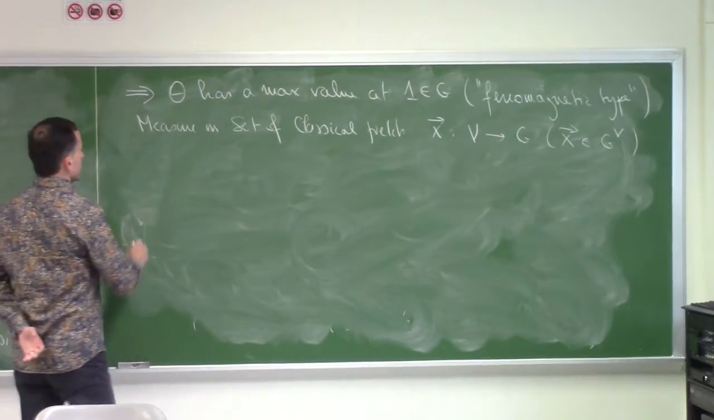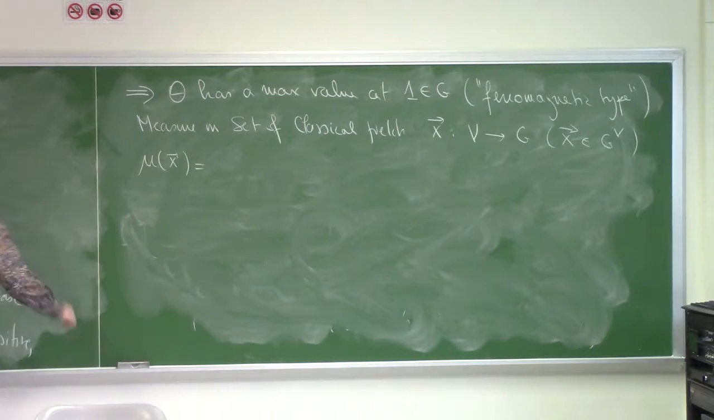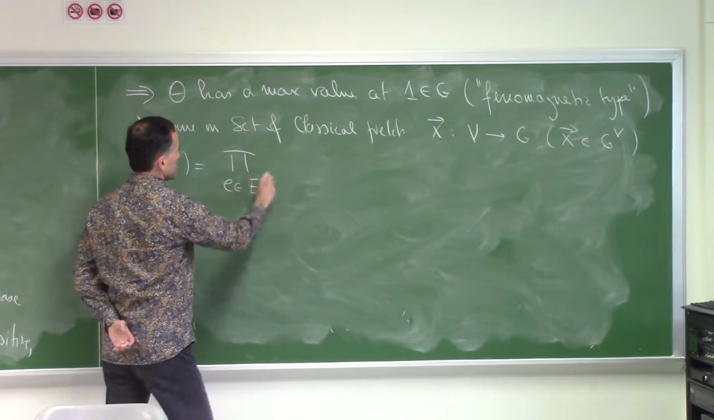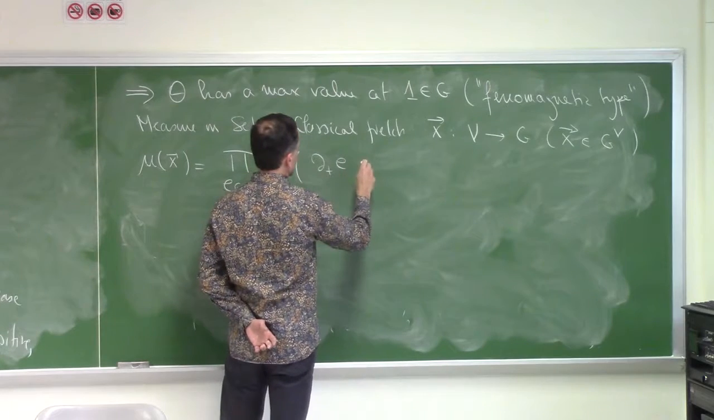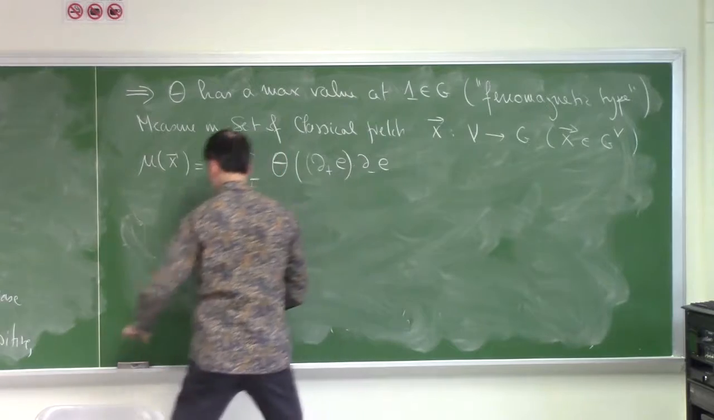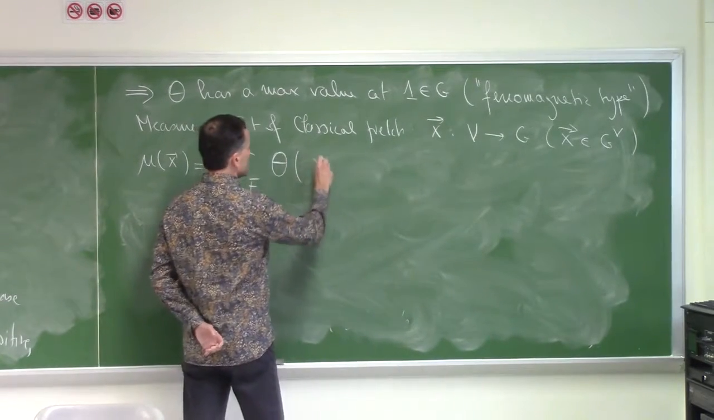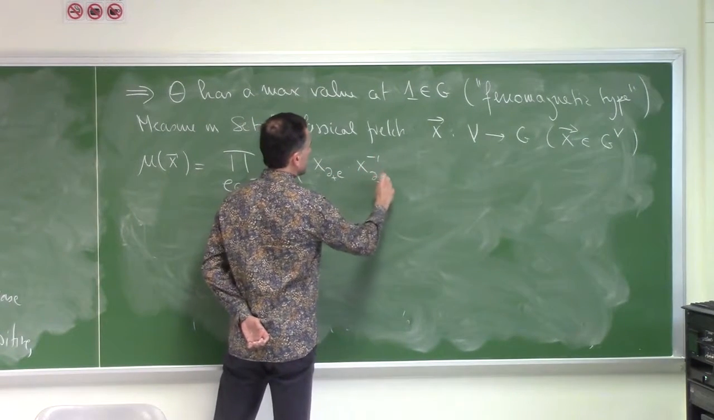Namely, the measure at the field configuration x is going to be the product over all edges of the interaction which measures how they differ. So it's going to be the product over edges of theta of d plus of e divided by d minus of e. So the edge has two vertices, two endpoints, so the value of x at d plus e times x inverse at d minus e.